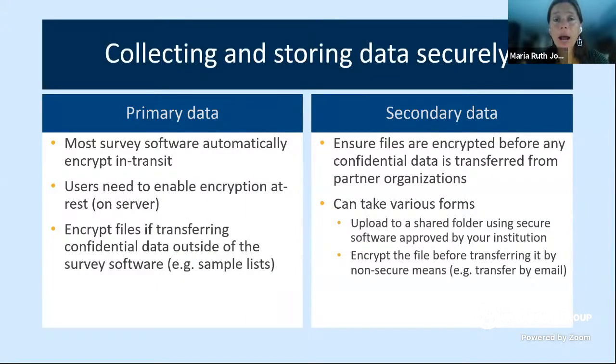So thinking about how to implement safe data collection and storage, it's going to vary a little bit with whether you're using primary data or secondary data. With primary data, for example, that you're collecting through electronic surveys, as I said in the previous slide, most survey software automatically encrypts the data when it's coming from the tablets to the cloud platform. But typically, users need to enable encryption at rest so that data is actually stored encrypted on the server. It typically is not protected automatically, and that needs to be enabled by the users.